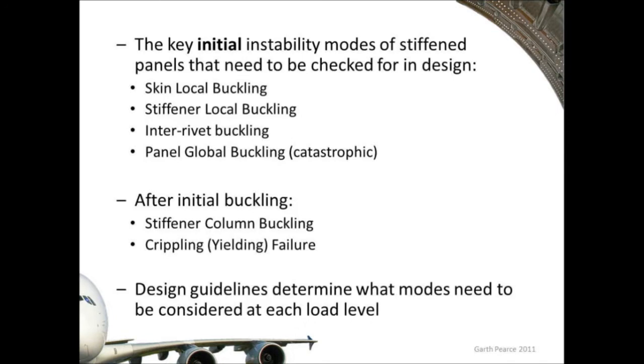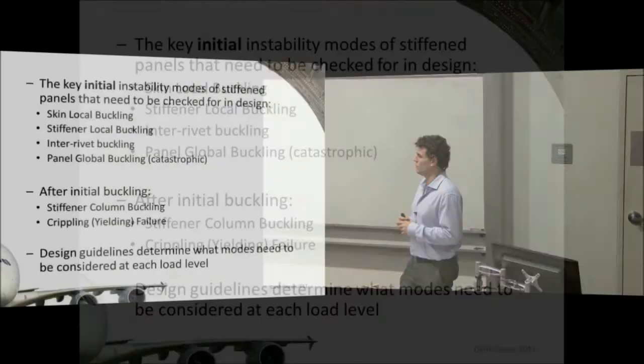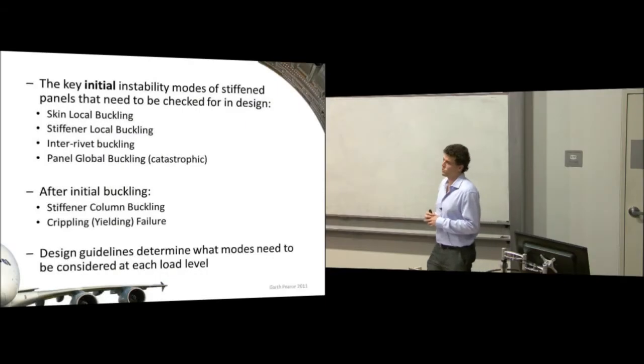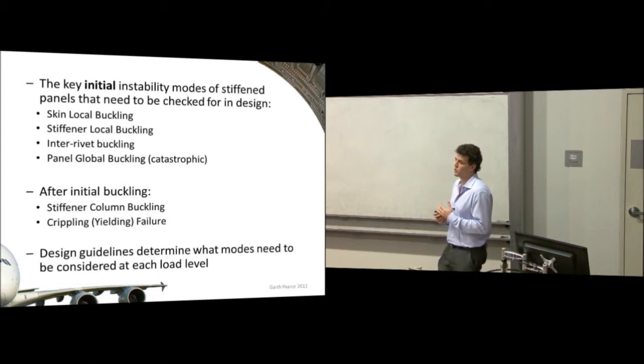And the other one that can happen initially before any of the others is panel global buckling. If the whole panel buckles as a column, then the wing won't carry any more load and it's a catastrophic failure. So these buckling modes can be handled independently, but the whole idea of a stiffened panel is that if one of the buckling modes occurs, we don't generally want it to be catastrophic. The stiffened panel can carry more load beyond when the initial buckling loads occur.